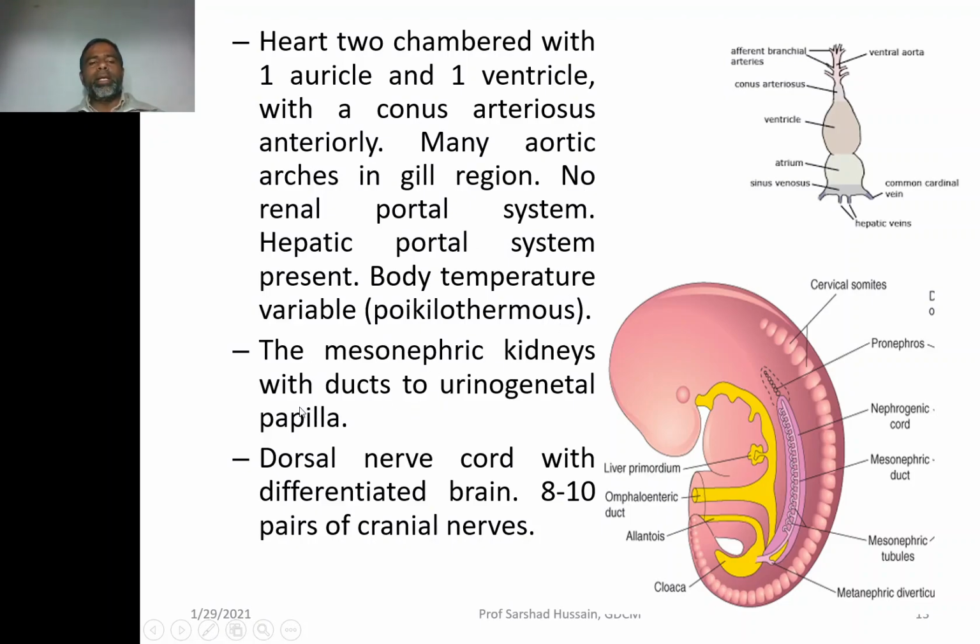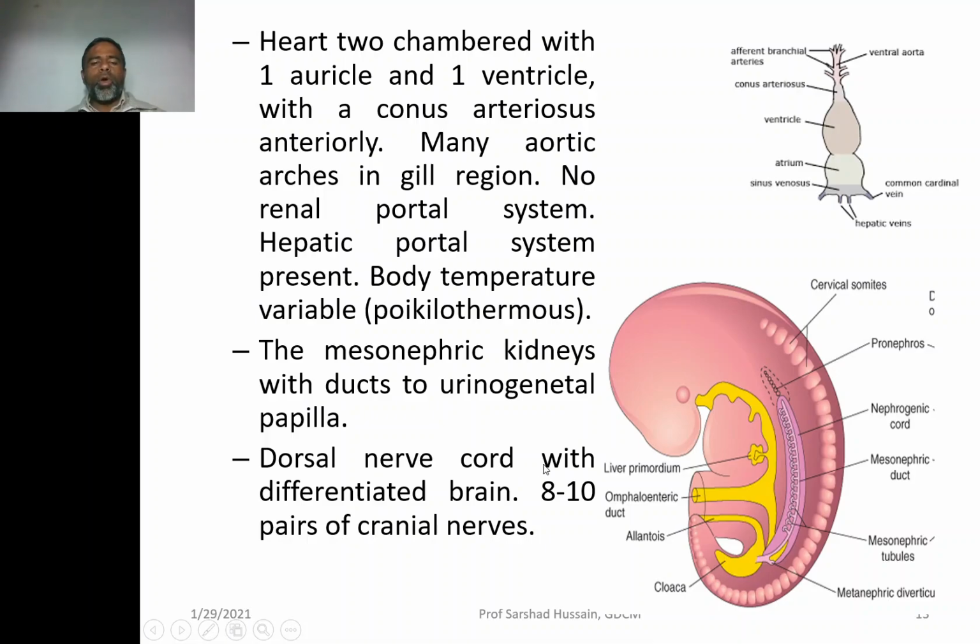The mesonephric kidney has ducts to the urinogenital papilla. You will observe that among animals there may be three types of kidney: one is called pronephric, another is called mesonephric, and the third metanephric. It depends upon which part of the embryo the kidneys are developing from. The primitive type of kidney is the pronephric. Then you have the intermediate type of kidney which developed from this area, called mesonephric, and the most advanced is developed from this region, called the metanephric. They have the intermediate type of kidney, the mesonephric kidney.